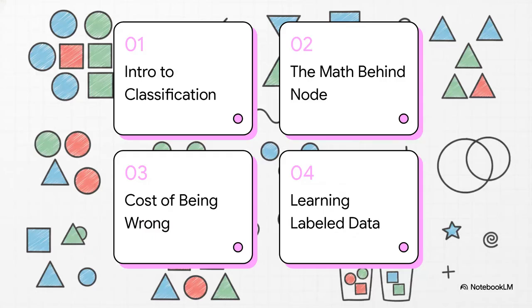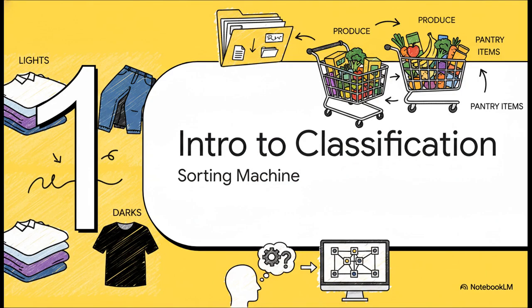Here's our roadmap for today. First, welcome to classification. Second, the math behind the node. Third, the cost of being wrong. And finally, learning from labeled data. Let's jump right in. Welcome to classification, the ultimate sorting machine.